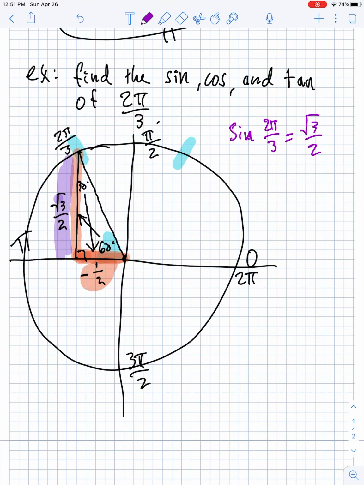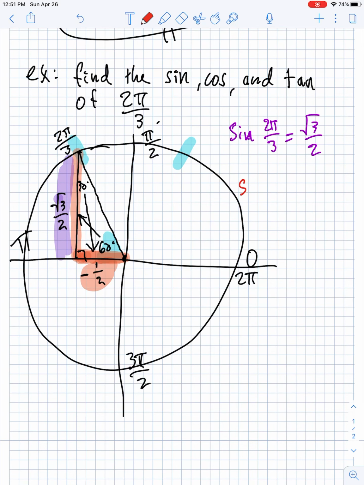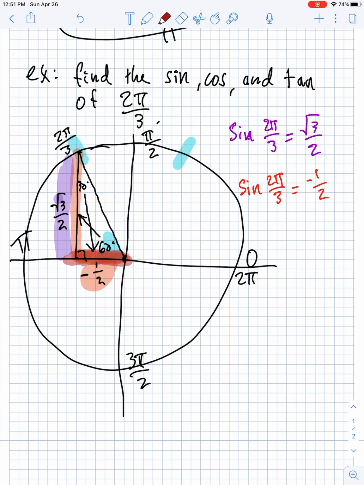So boom, there's the first part of the question. Sine of 2 pi over 3 is root 3 over 2. The cosine is the base of the triangle. So let's swap colors here. Let's go red this time. Cosine of 2 pi over 3 is equal to the base of that triangle, which is negative 1/2. Once again, the base of the triangle is right here, negative 1/2.